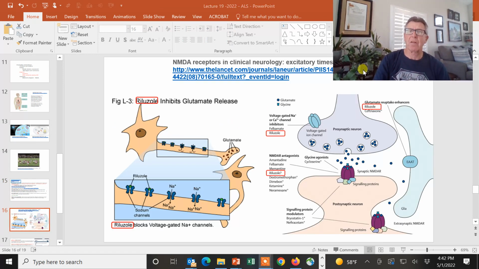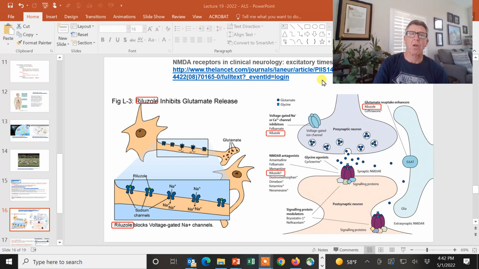Okay, so these are the drugs. This is the one that has been FDA approved for a little while. It's called Riluzole or Rilutek, okay? How does it work? It blocks sodium channels, so it decreases the excitability, hoping to get rid of excitotoxicity, and it blocks the NMDA receptors, as we see right here. So it's a combination of the two, okay?